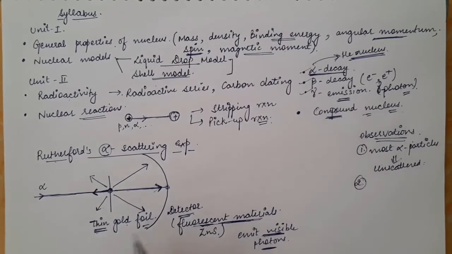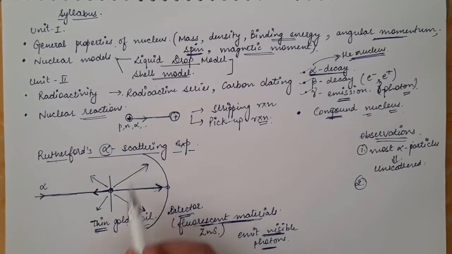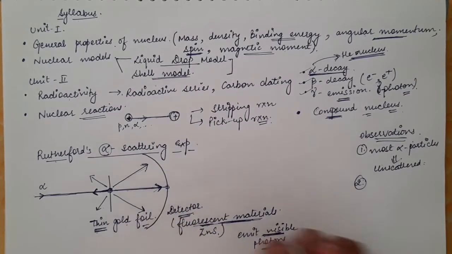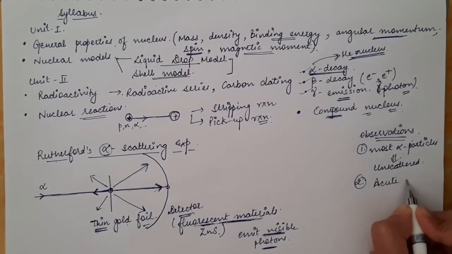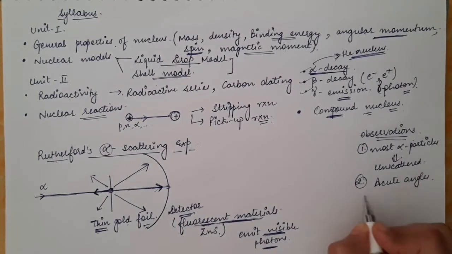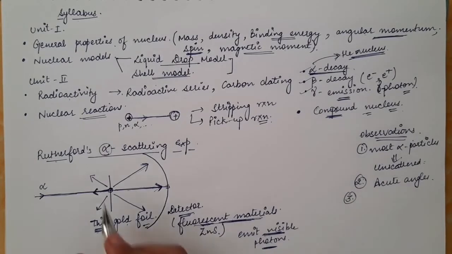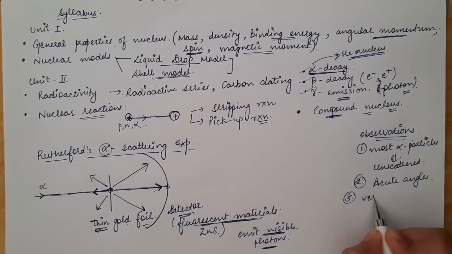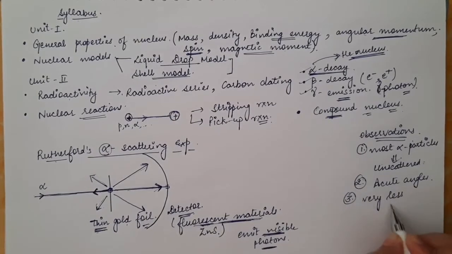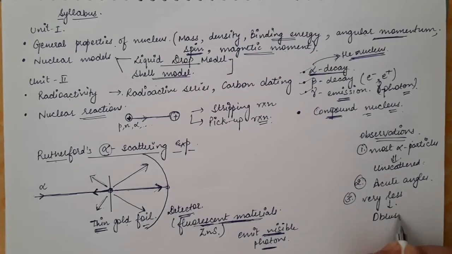Second observation was that some of the alpha particles scattered at acute angles. Third observation was that very few alpha particles were scattered at obtuse angles.